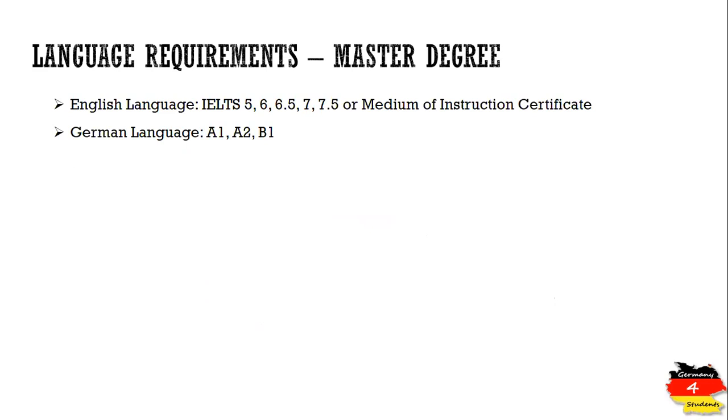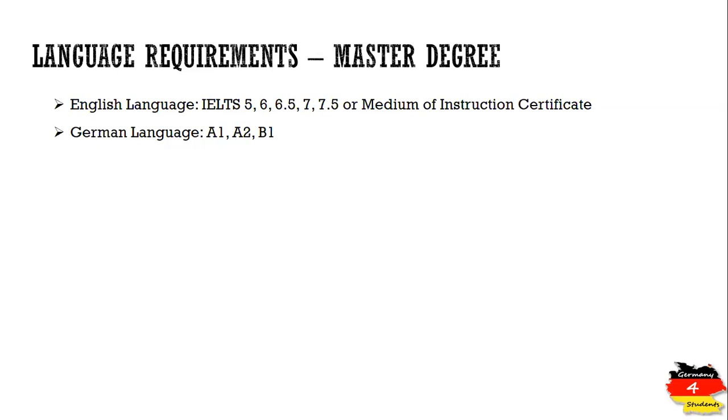Score of IELTS is required as compared to management or business programs, where you can be asked for 7 or 7.5 maximum. I have seen for engineering programs, it starts from 5 and goes up to 6.5. 6.5 is the maximum I have seen so far for engineering programs.